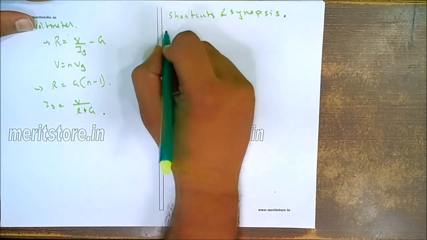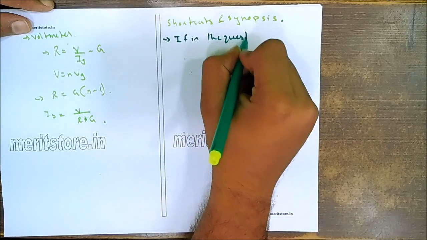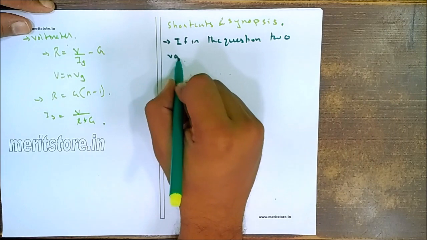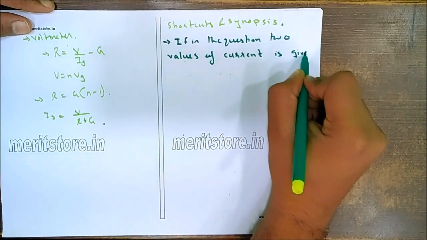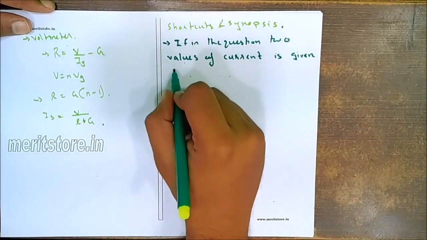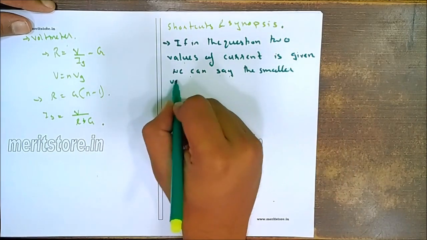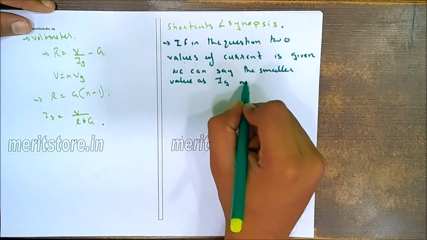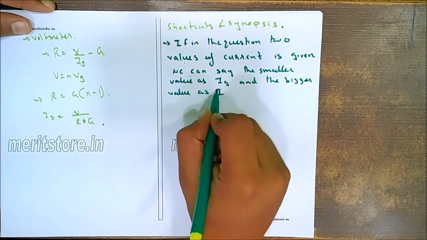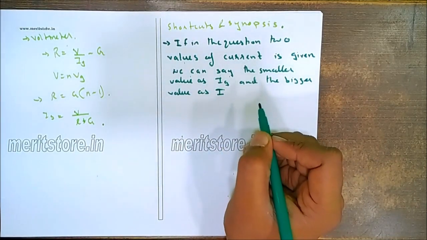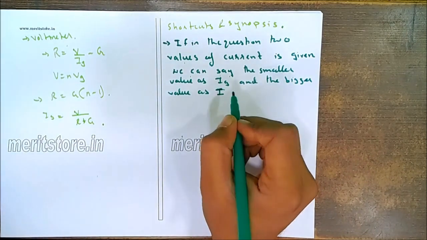Now, if in the question two values of current are given, we can say the smaller value is Ig and the bigger value is I. Basically, if the value is in milliamperes, straight away we can say that is the current passing through the galvanometer, and if the value is in amperes, we can say that is total current I. Okay.